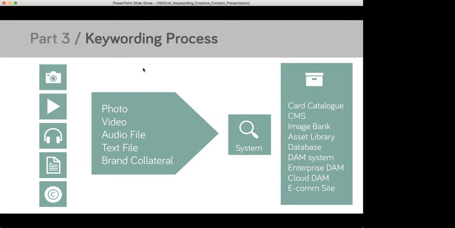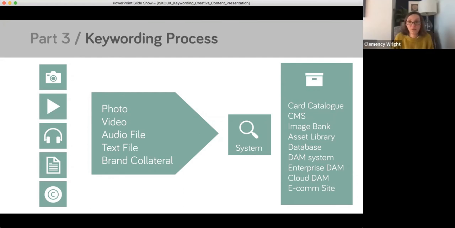So as I was saying, depending on your organization, you're going to have different media types. We've got photographs, videos, audio files, and then some kind of a system, and your system may refer to them as keywords. It might refer to them as tags. It doesn't really matter. The principles are the same. You're trying to get this information on the asset so that your end user can find it.